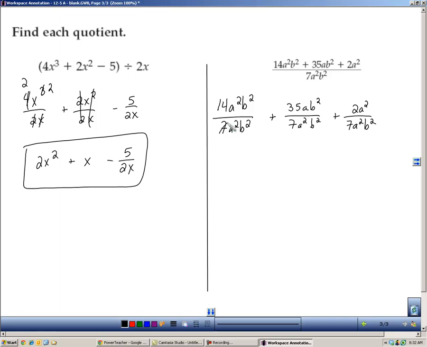So we'll cancel now, 7 into 14 twice. a squared's gone, b squared's gone, leaving a 2. 7 into 35 5 times. One of the a's gone and all the b's, so that's a 5 over a. Here the a squareds are gone, leaving a 2 on top and a 7b squared on the bottom.